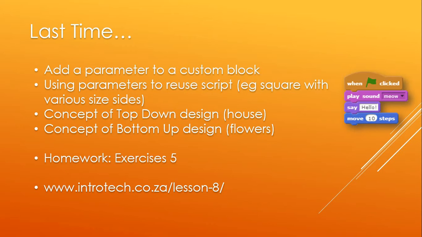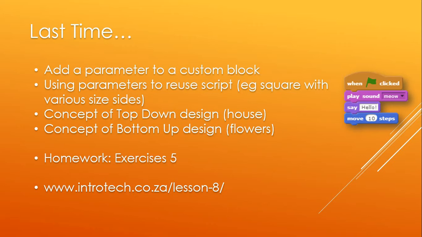Last time, if you can recall, we looked at adding a parameter to a custom block or custom code block. So we could see how we could use parameters to reuse the script in our code blocks. If you recall the house example where the walls and the window are both square, instead of having to write two different square routines with different sizes, we could use the parameter object on the square to specify how big the square should be. And from there onwards, we only had to have one version of the square script.